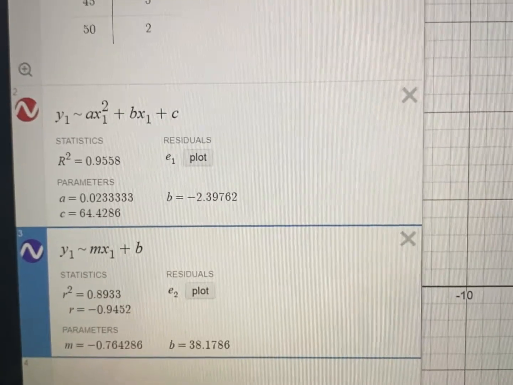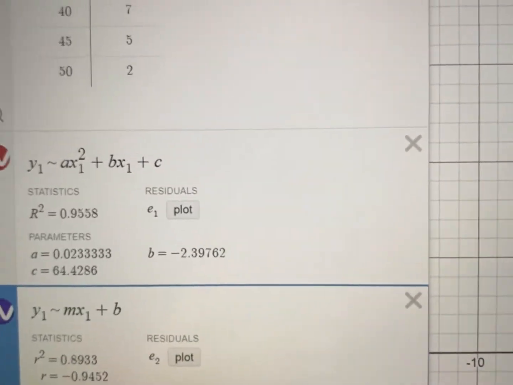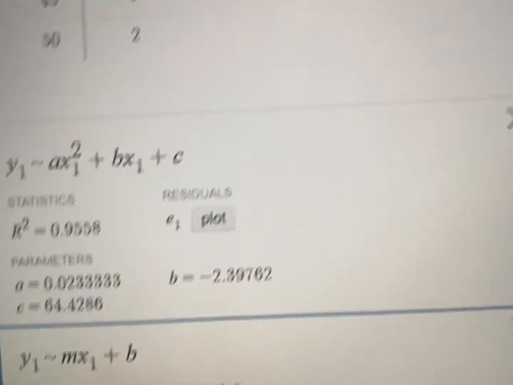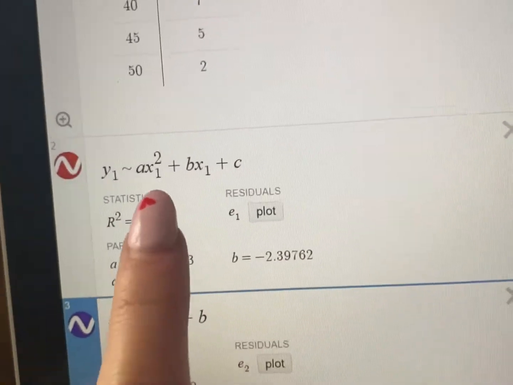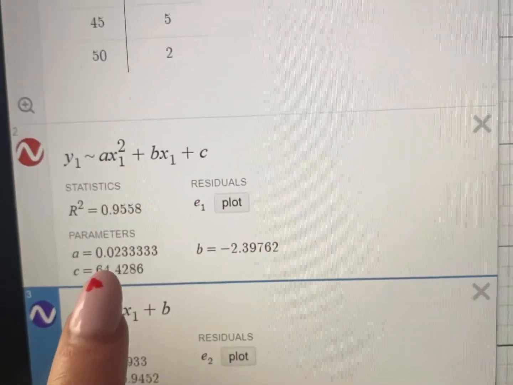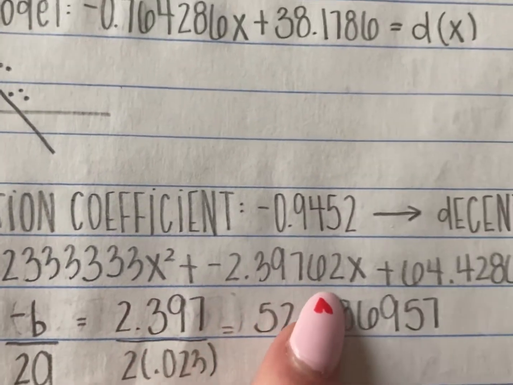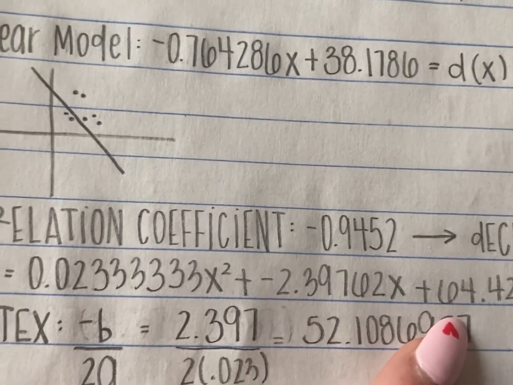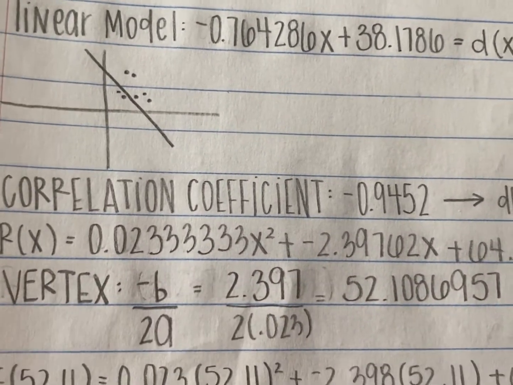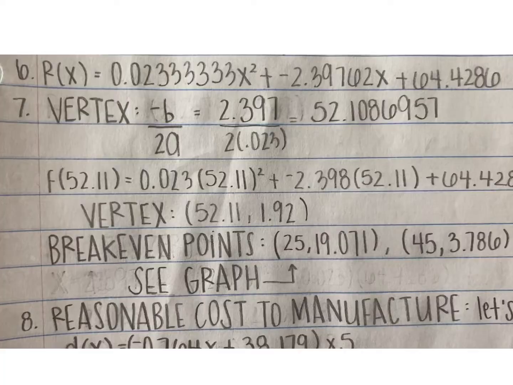And then to find the revenue equation, I went back into Desmos and typed in this right here, and then plugged those numbers into that. So the equation is going to be right here. I did not round to show the equation, but I do round as we continue on.